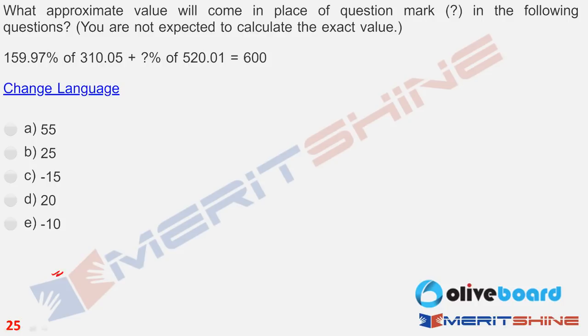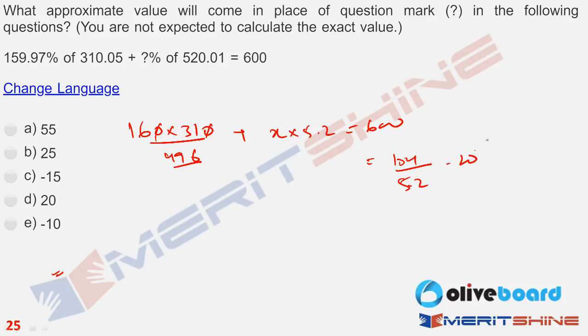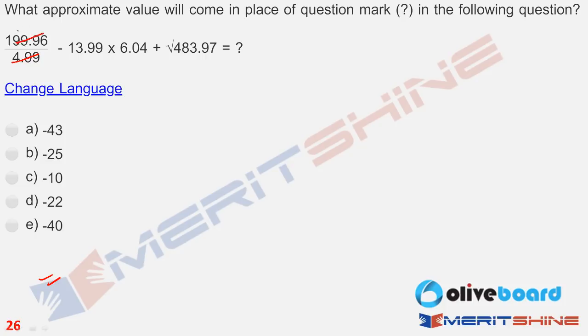Let's move forward. Okay, let us look at this question. What is this? 160% of 310, right? So basically this is 16 into 31 plus x times 5.2 is equal to 600. How much is this? 16 times 31 is 496. So basically you are getting here 104 divided by 52. 20 should be your answer, right? Move forward. This is 5 fours are 20 and this is 22. I'm having 62 in positive and 14 sixes are 84 in negative. So what will I have? 4 minus 2 is 2, 8 minus 6 is 2, this minus 22.